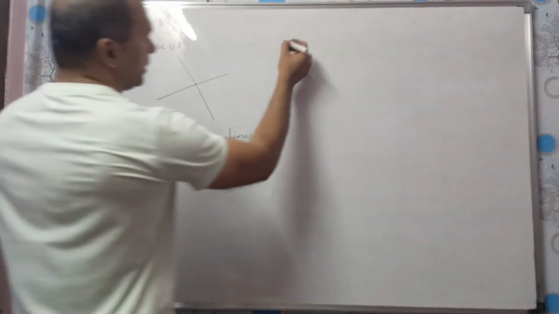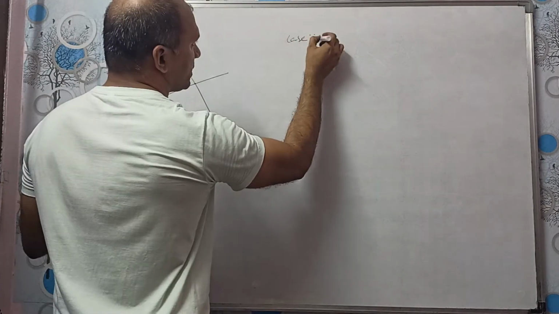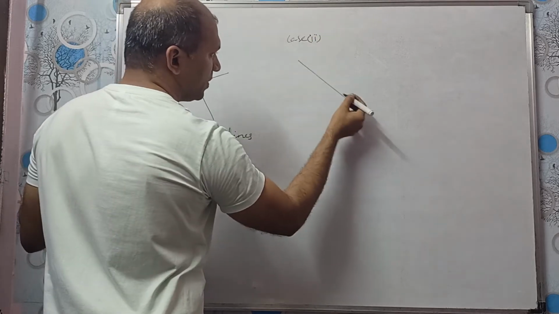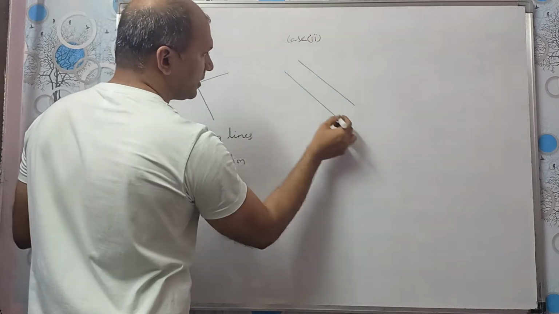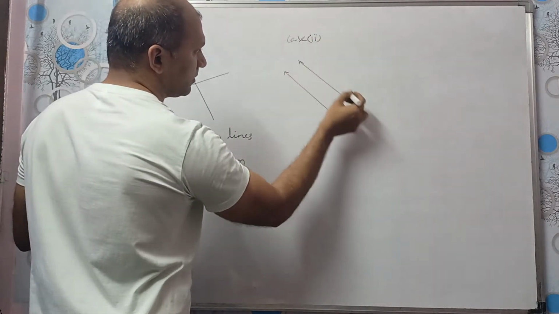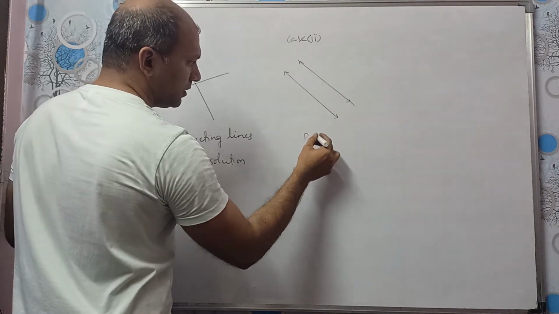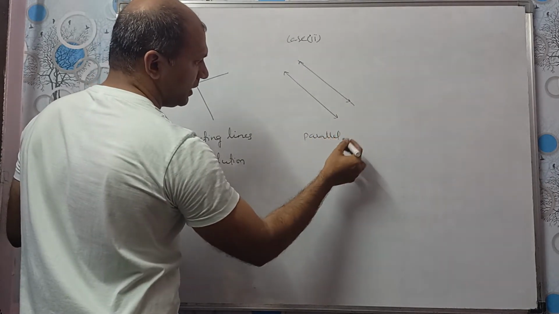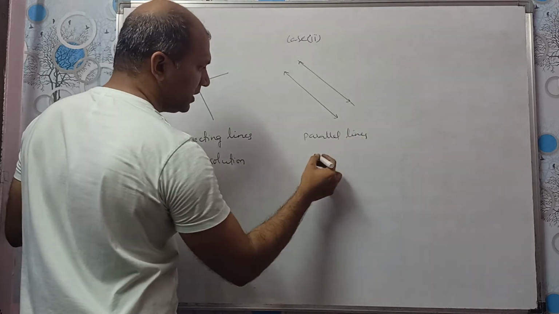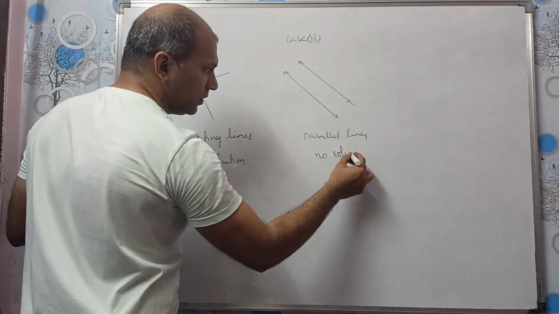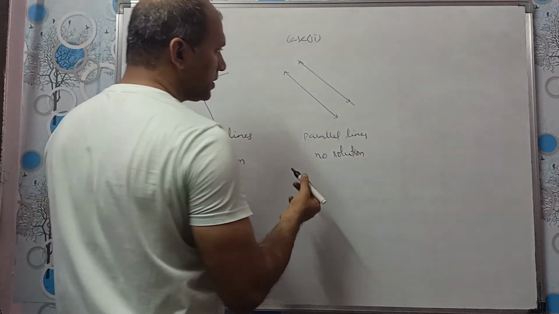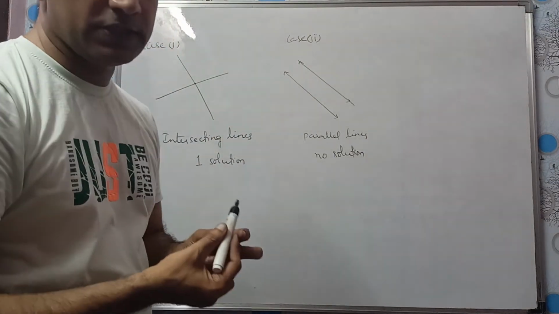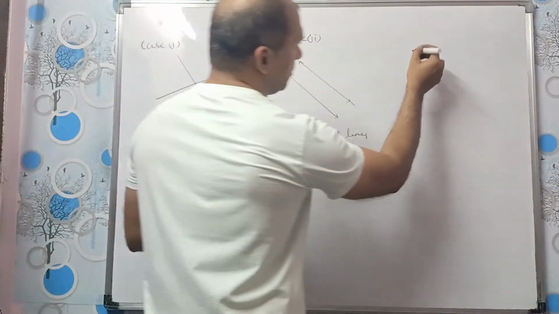Alright. Now, the second case. The lines will be parallel lines like this. Parallel lines. How many solutions? No solutions, or no solution, because these two lines will not intersect each other, right? Okay. What about the third case?